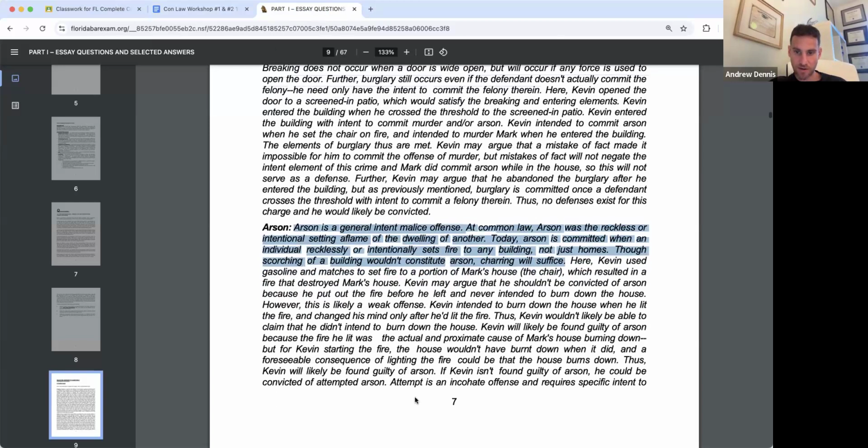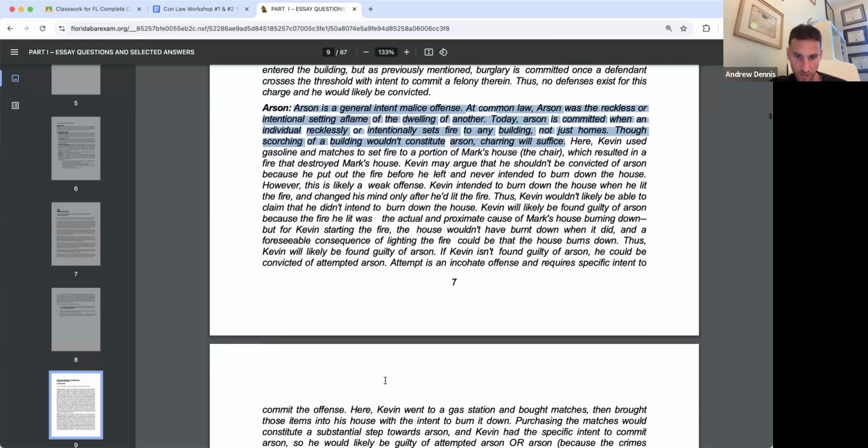He intended to burn it down. Attempt is an inchoate offense and requires specific intent, right? I mean, he definitely had this specific intent to do a lot of things here.